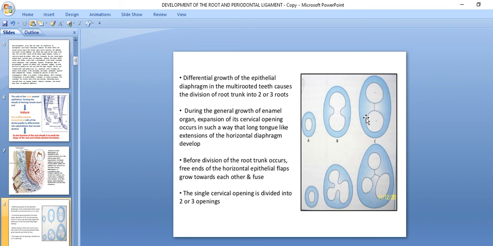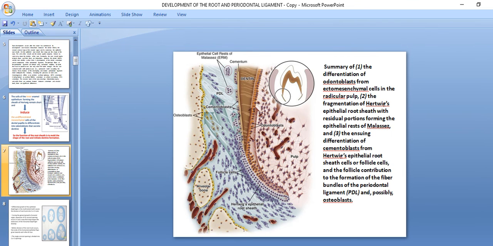The number and the location of these epithelial shelves correspond to the number and the location of the definitive roots of the tooth and may be under the inductive control of the dental papilla. It has been suggested that the ingrowth of the epithelial shelves takes place along paths of low vascularity. And here on this picture, you can see the epithelial root sheath and tissue morphogenesis.